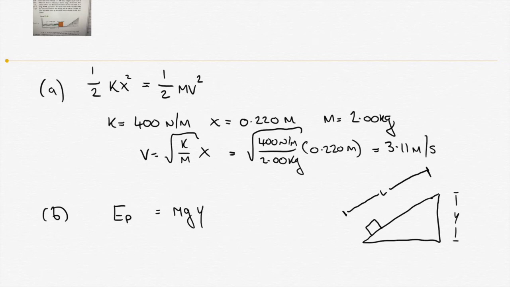So mgy is the mass of the block times the acceleration due to gravity times y, which is the height it's reached when it runs out of steam, if you like. So what's y? Well, if we do a bit of trigonometry, then we can state that, if this is the angle theta, so let's call this angle theta here, then y, which we can solve for, is going to be equal to L sine theta. So now we have the potential energy of the block.